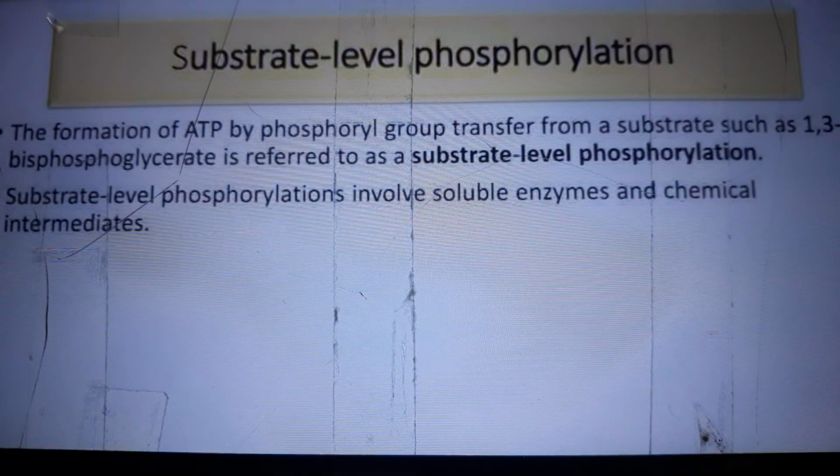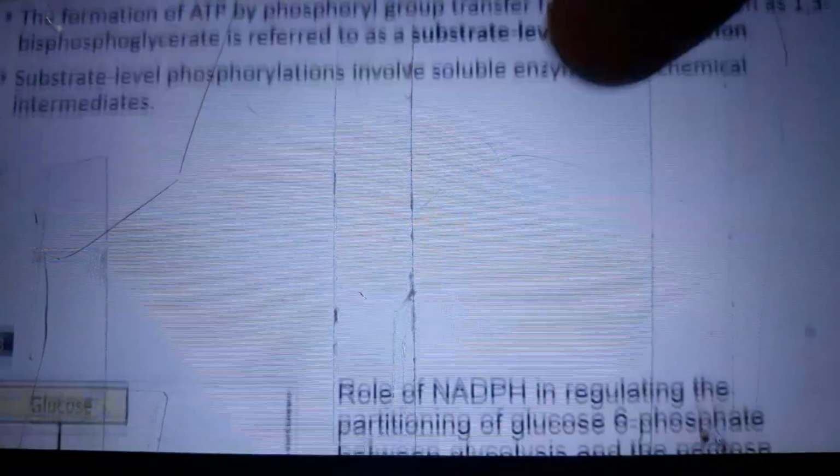Substrate level phosphorylation. The formation of ATP by phosphoryl group transfer from a substrate such as 1,3-bisphosphoglycerate is referred to as substrate level phosphorylation. Substrate level phosphorylations involve soluble enzymes and chemical intermediates.